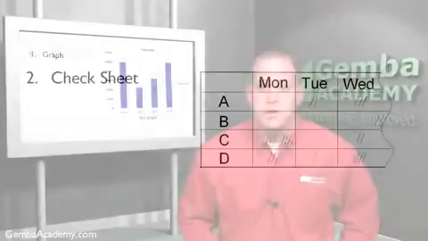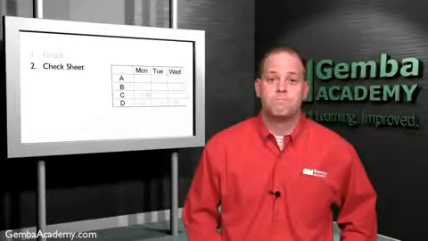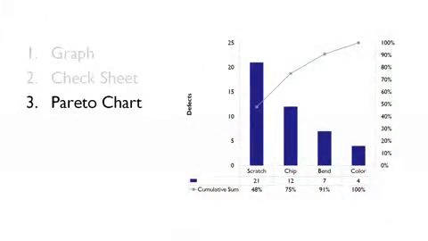The second QC tool is a check sheet, which are tables used to arrange data by type. Now, we also use these simple but powerful tools for checking if jobs are completed without problems and for preventing mistakes from happening at all. The third QC tool is the Pareto chart.